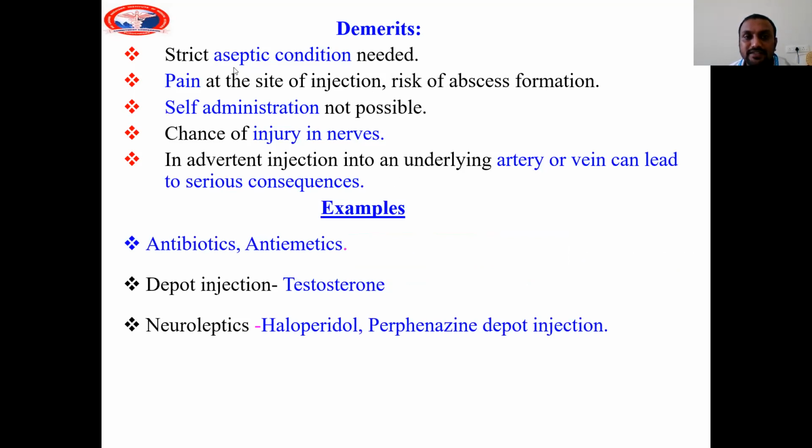Demerits are that strict aseptic conditions are needed, there is pain at the site of injection, and there can be a risk of abscess formation. Self medication is not possible. There is a chance of nerve injury, and inadvertent injection into an underlying artery or a vein can lead to serious consequences. Examples of drugs by the IM route are antibiotics and antiemetics, and depot injections such as testosterone, and neuroleptics such as haloperidol or perphenazine depot injections can be given by this route.